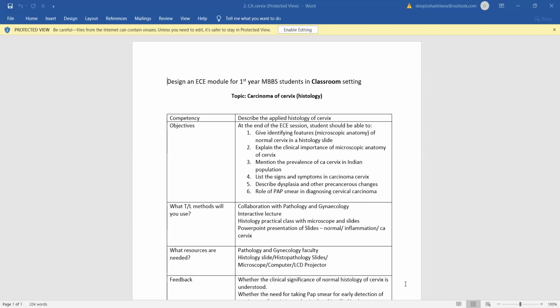So any views about this? Anybody else would like to share their views? Dr. Sonali, ma'am? Yes, ma'am.